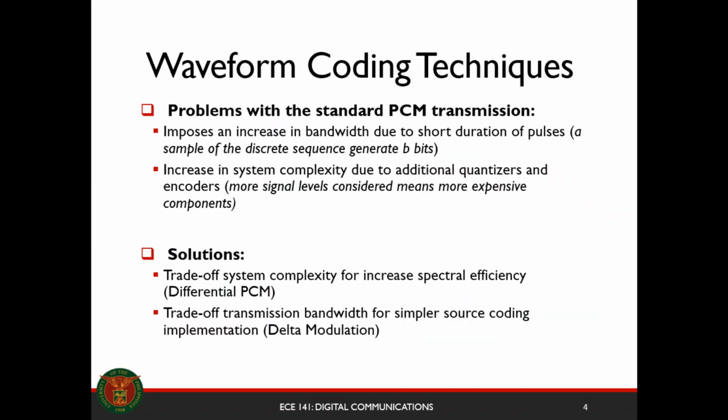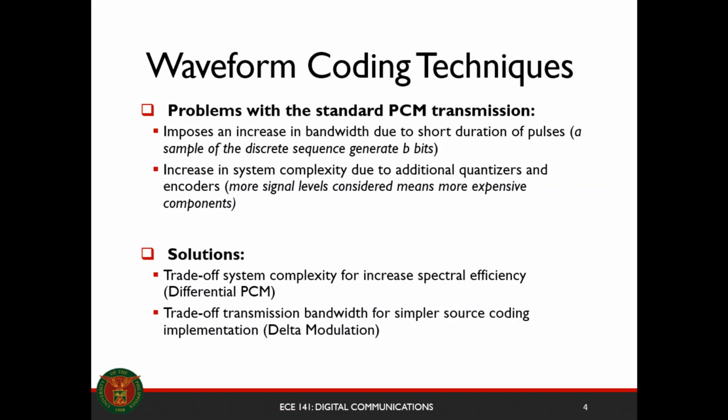So the problem with PCM actually is that it imposes an increase in bandwidth due to the short duration of pulses. Because of this, we have an increased system complexity due to additional quantizers and encoders. If you want to represent the signal more accurately, you need more bits. More bits means more expense. More bits means more system complexity, etc. Basically, it's a slippery slope.